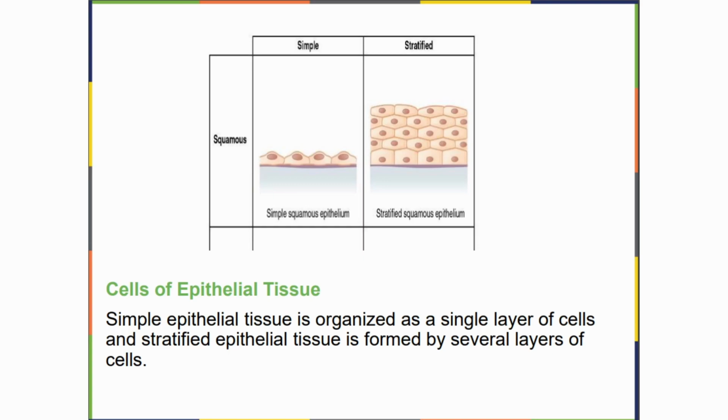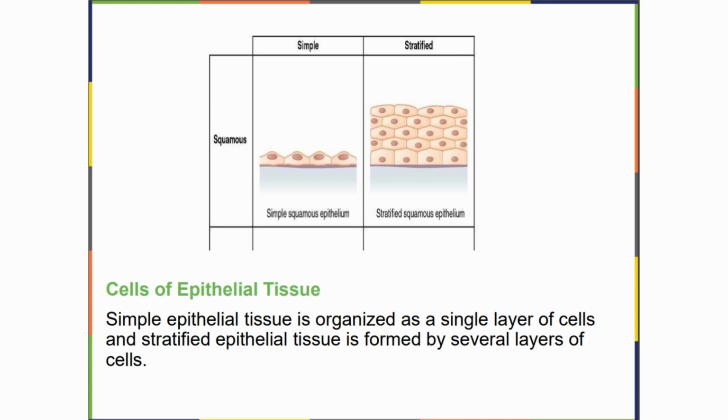There is squamous, which is thin, flat cells that allow for rapid diffusion and filtration. Cuboidal, which are cube-shaped cells involved in secretion and absorption. Columnar, which are tall column-shaped cells with specialized functions such as absorption and secretion. And transitional, which are very unique and can stretch and accommodate changes in organ volume. Those are the cell shapes, and then the number of cell layers.